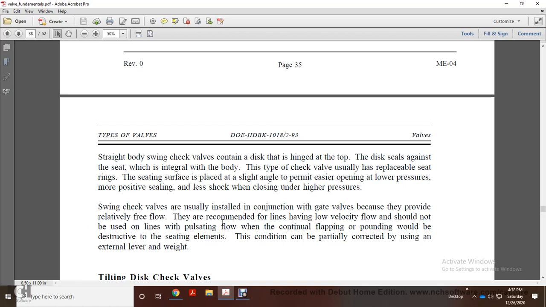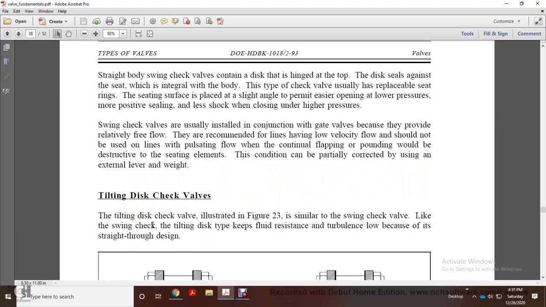They should not be used on lines with pulsating flow, since continual flapping and pounding would be destructive to the seating elements. This condition is partially corrected by using an external lever and weight.